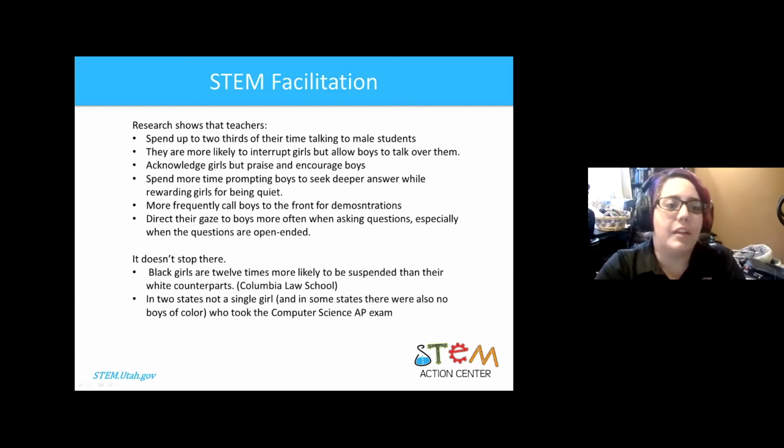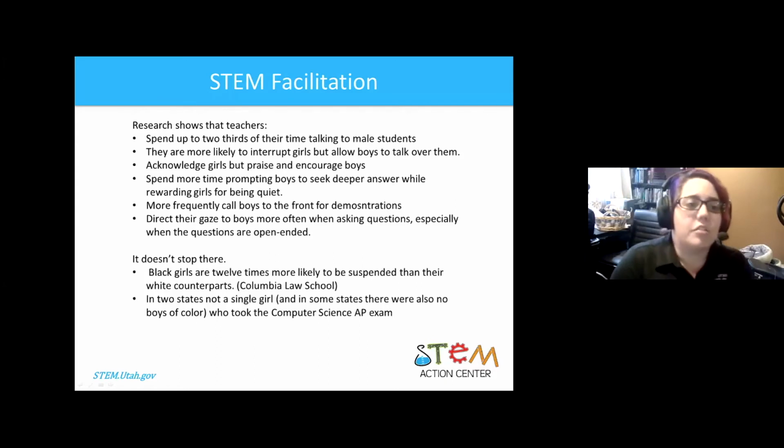Teachers in general spend up to 2/3 of their time talking to male students above female students. They're more likely to interrupt girls, but allow boys to talk over them. They acknowledge girls, but praise and encourage boys. They spend more time prompting boys to seek deeper answers while rewarding girls for being quiet. They more frequently call boys to the front for demonstration. And they direct their gaze to boys more often when asking questions, especially when the questions are open-ended.